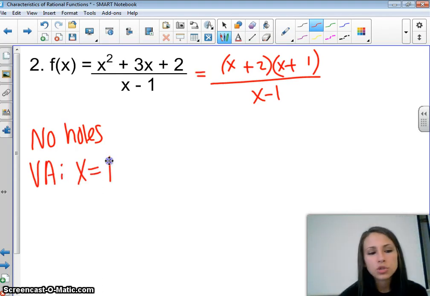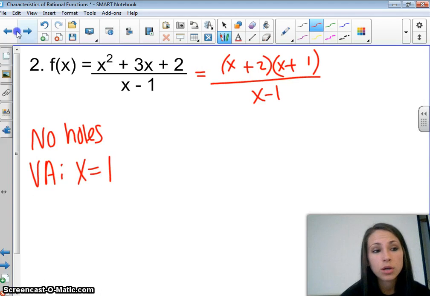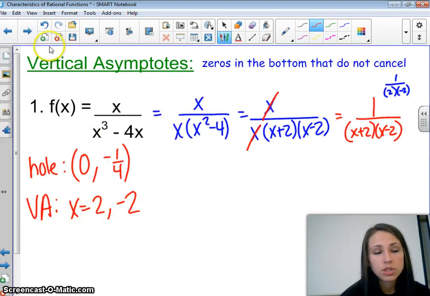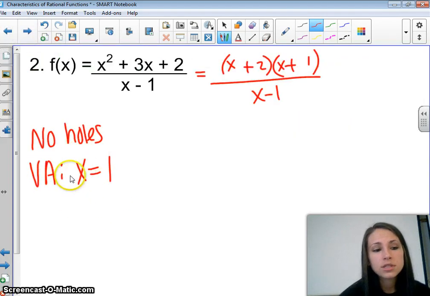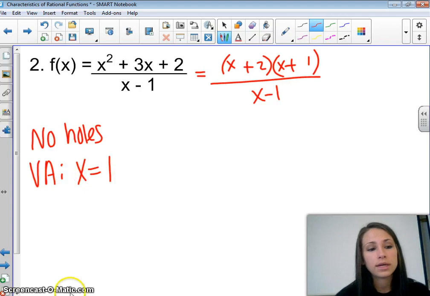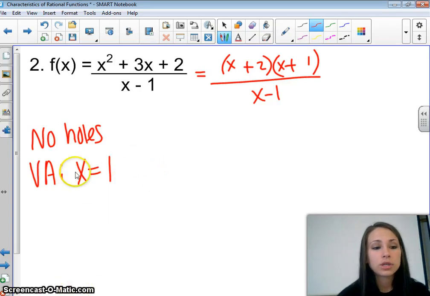And when you write these, you need to make sure that you have x equals a number. These are x equals a number. If you don't, then this is not an equation for a vertical asymptote. And remember, a vertical line has an equation of x equals. So it's really important that you write x equals. If you don't, I'm going to count off.